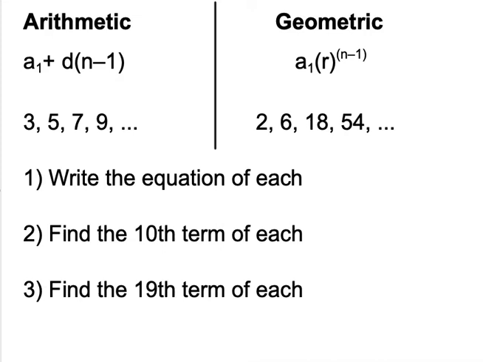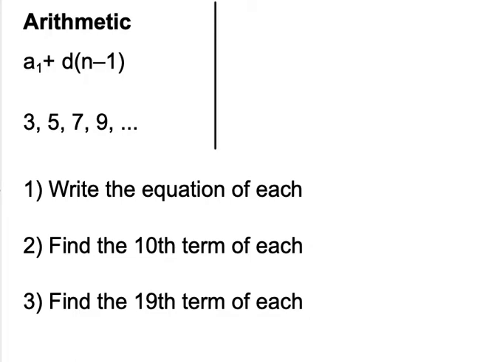Practice writing equations for both an arithmetic and geometric sequence and then finding the nth term of each. So let's start by going over an arithmetic sequence. We have the sequence 3, 5, 7, 9, and so on. We know it's arithmetic. We know we're going to be adding a number each time, and the number that I'm going to be adding in this case is 2.